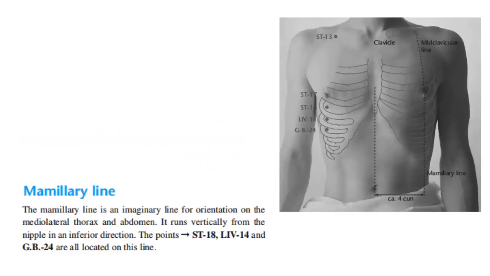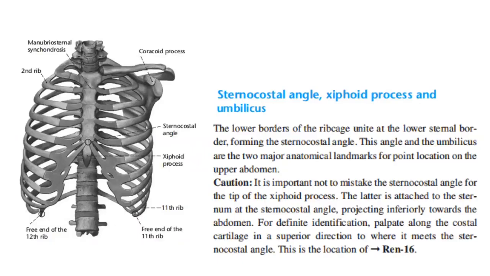The mammillary line is an imaginary line for orientation on the mediolateral thorax and abdomen. It runs vertically from the nipple in an inferior direction. The points stomach 18, liver 14, and GB24 are all located on this line.